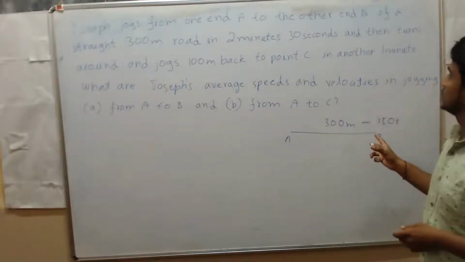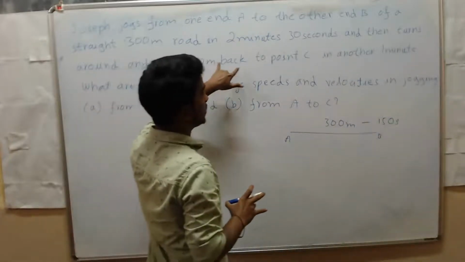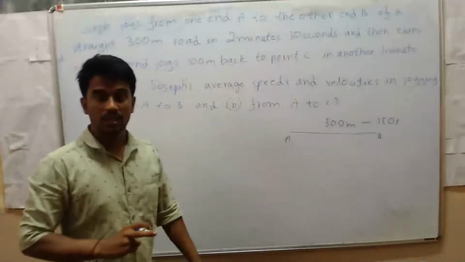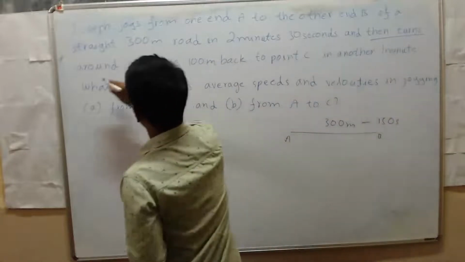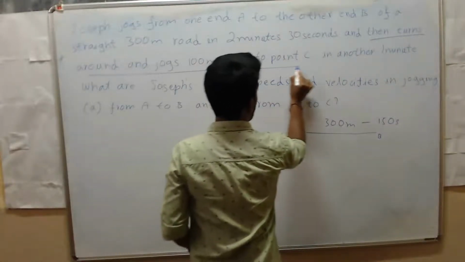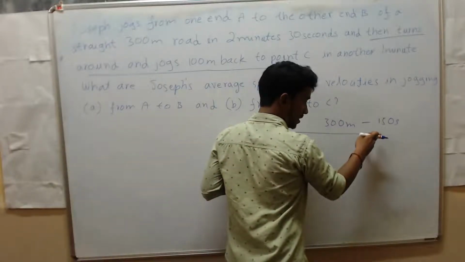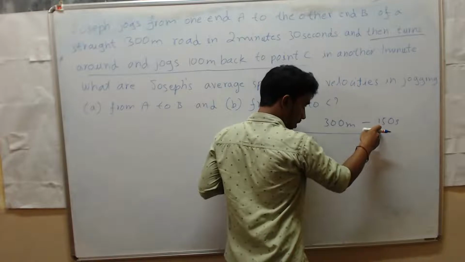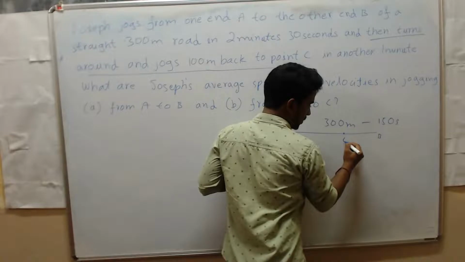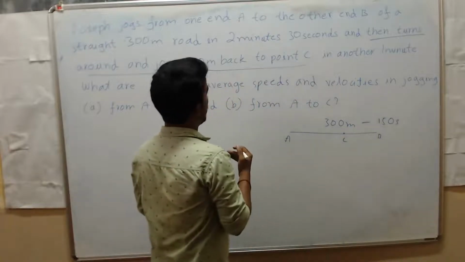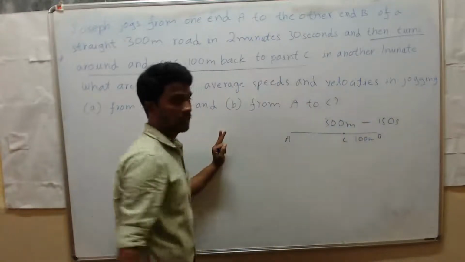Next, and then turns around and jogs 100-meter back to point C. And see, they have mentioned clearly what? And then turns around and jogs 100-meter back to point C. Okay, so you will travel like this, then you will turn around and he will travel along the same path and reaches point C. While coming back, he covered 100 meter. Here they are given, right?